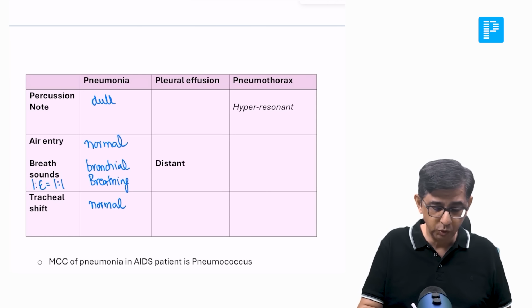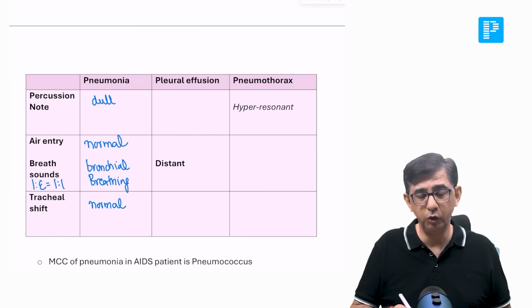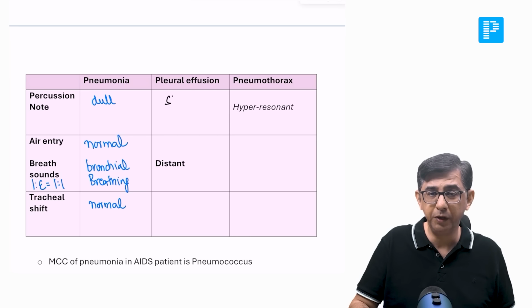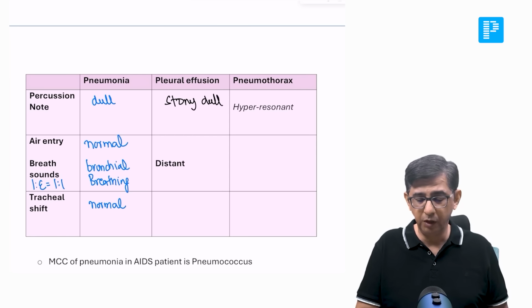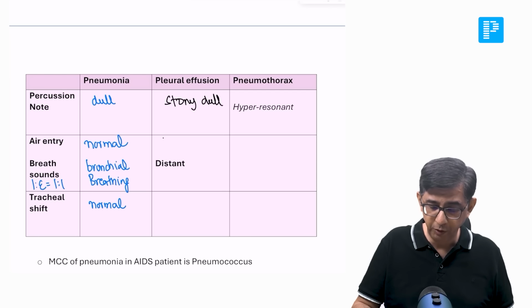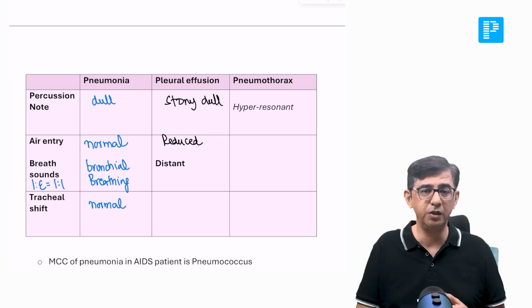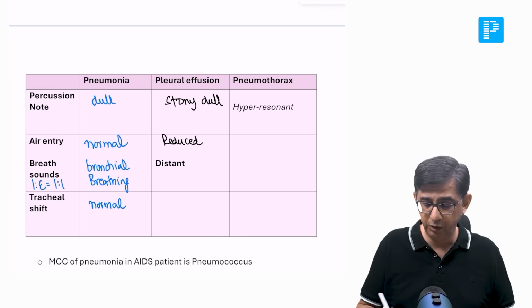But if it comes to pleural effusion, you will be having the following findings. The percussion note will be stony dull. Then for air entry, the air entry will be reduced. Along with that, he may say distant breath sounds, because there's water over the lungs, so it will look as if the sound is coming from a distance, and the tracheal shift will happen to the contralateral side.